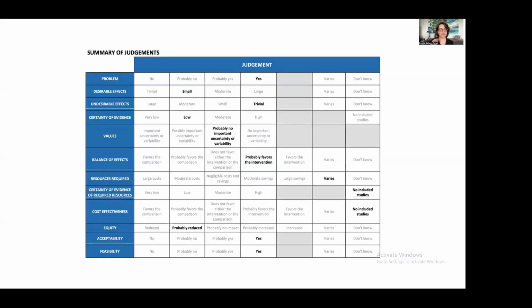So this is what this looks like. So again, this is the question regarding balanced crystalloids versus isotonic saline. And you can see that as a panel, we went through each of the domains and we made judgments.